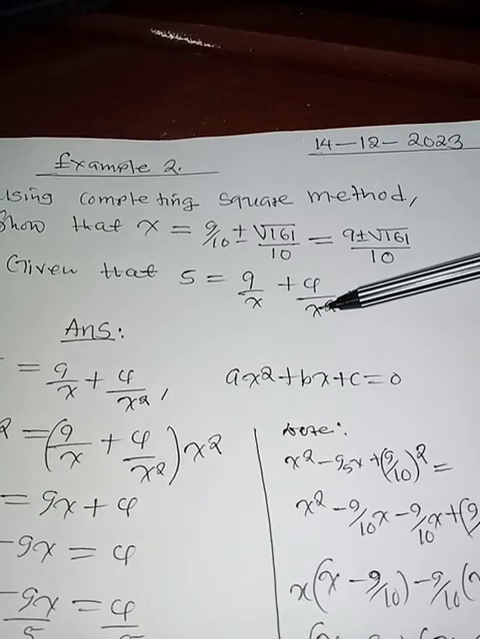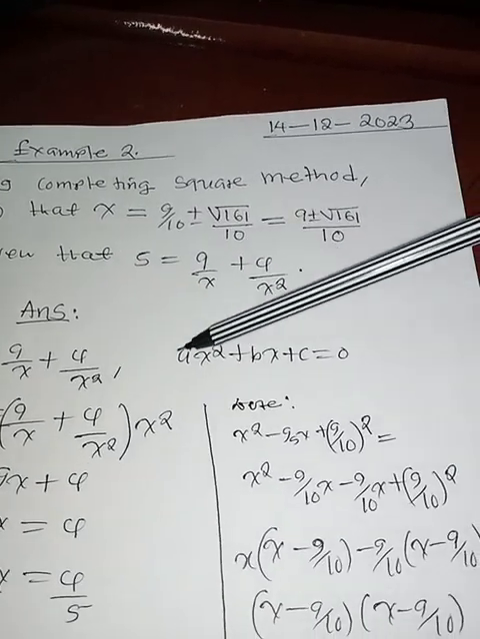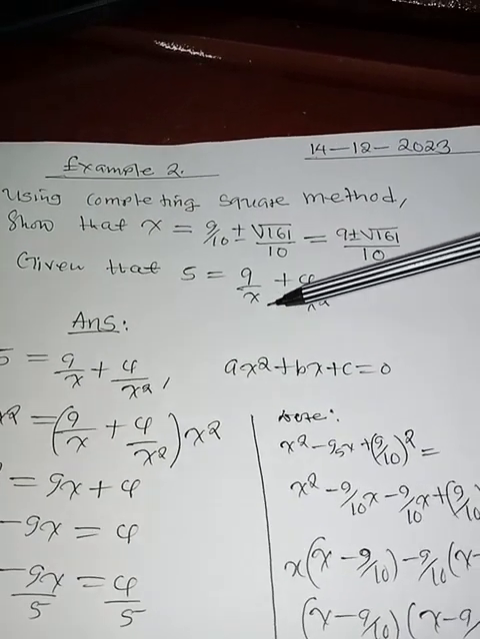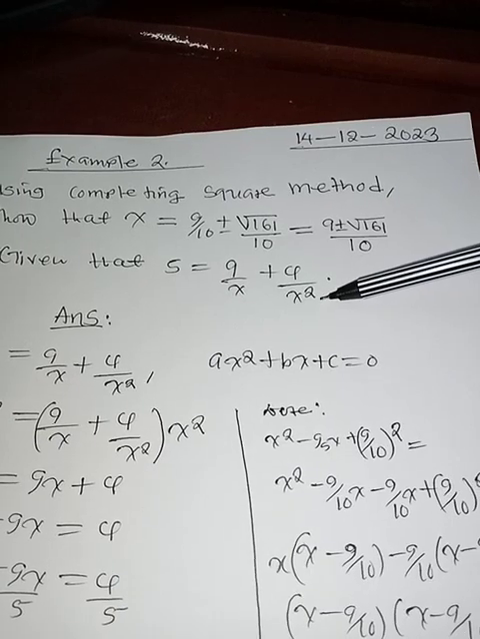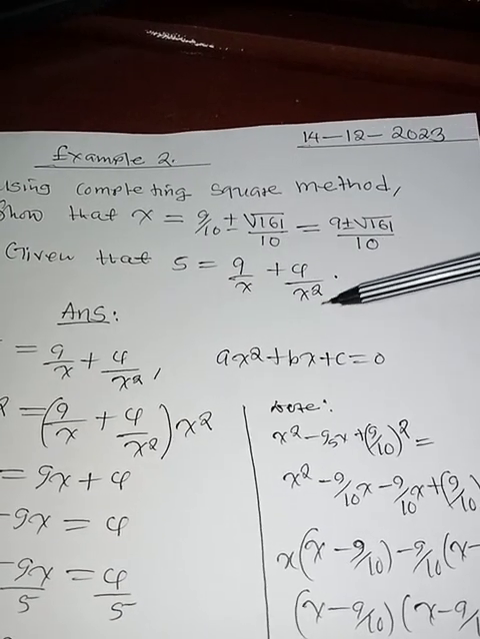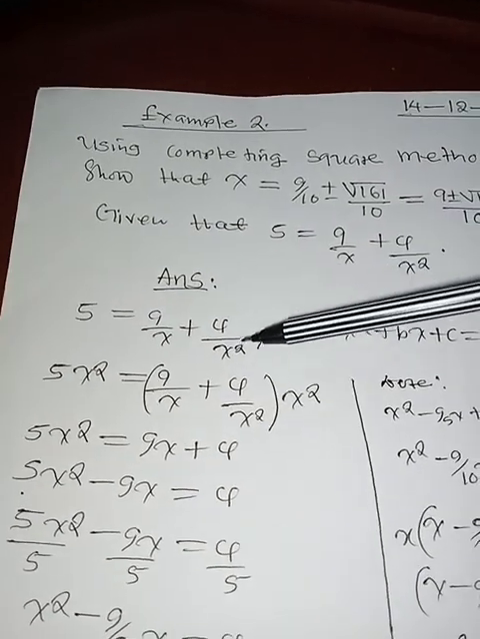So first thing first, you have to express this one into the general form or rather the standard form, which is this over here. So we're going to do that. You see that the terms in x, they are dividing. So I'm going to multiply throughout this equation here by x squared, and this is what I've done.